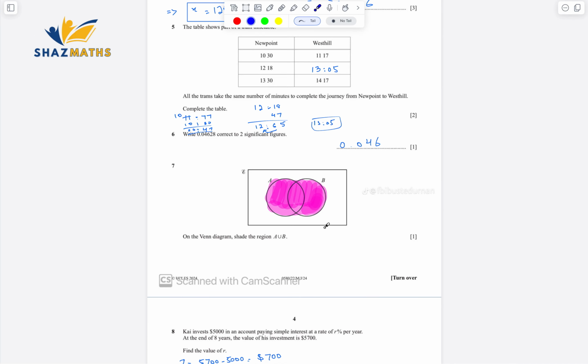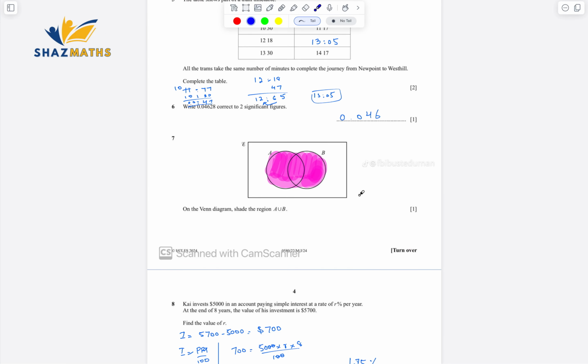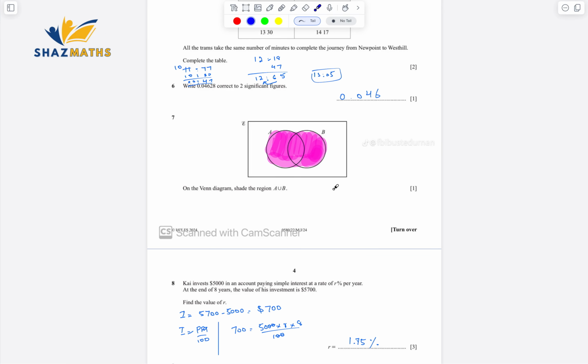Okay. So A union B would be this whole region. Okay, let's go ahead.